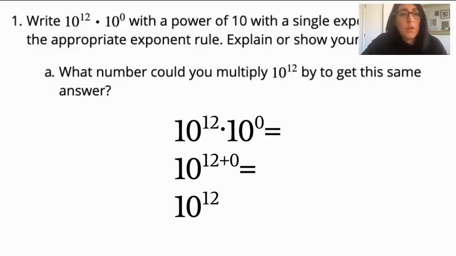But then it asks, what number could you multiply 10 to the 12th by to get the same answer? And anything times 1 gives you itself. So we could say that 10 to the 12th times 1 is equal to 10 to the 12th. So just start to notice some relationships here from that first line to the last line. Let's move on to the next one.